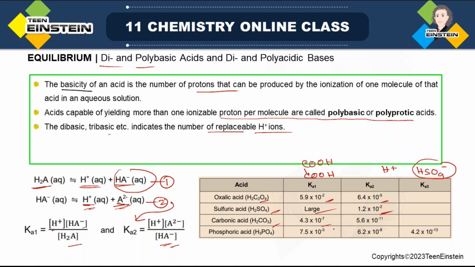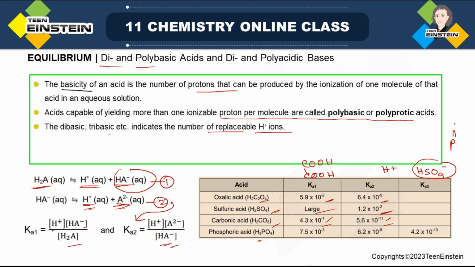4.3 × 10^-7 for the first ionization. The second ionization is very low compared to 10^-7. Now it is 10^-11, a very low value compared to the first. Then phosphoric acid. Here you can see a total of 3 values, because a total of 3 replaceable hydrogens are present.